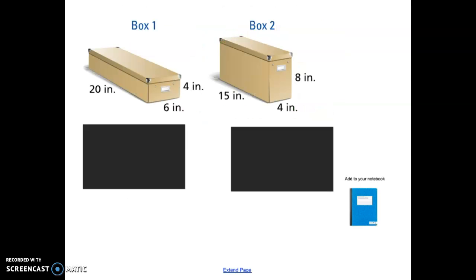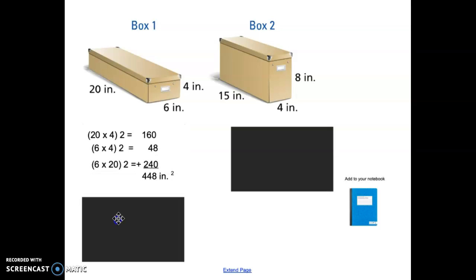Pause the video at any time. All right, so now this one I'm going to do a little differently. I've got two boxes here. They're pretty much identical, and this is what we looked at earlier in the year.